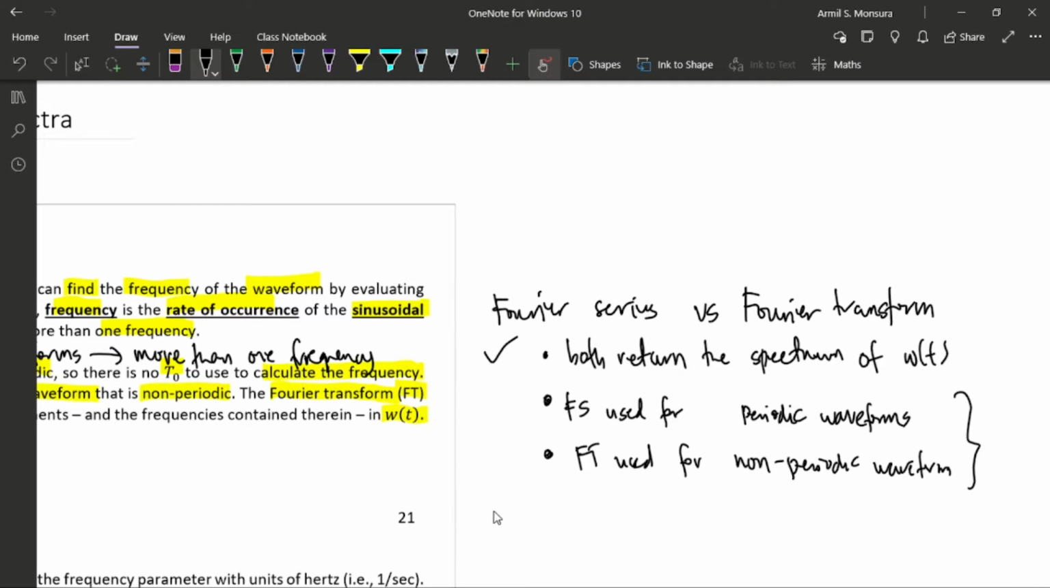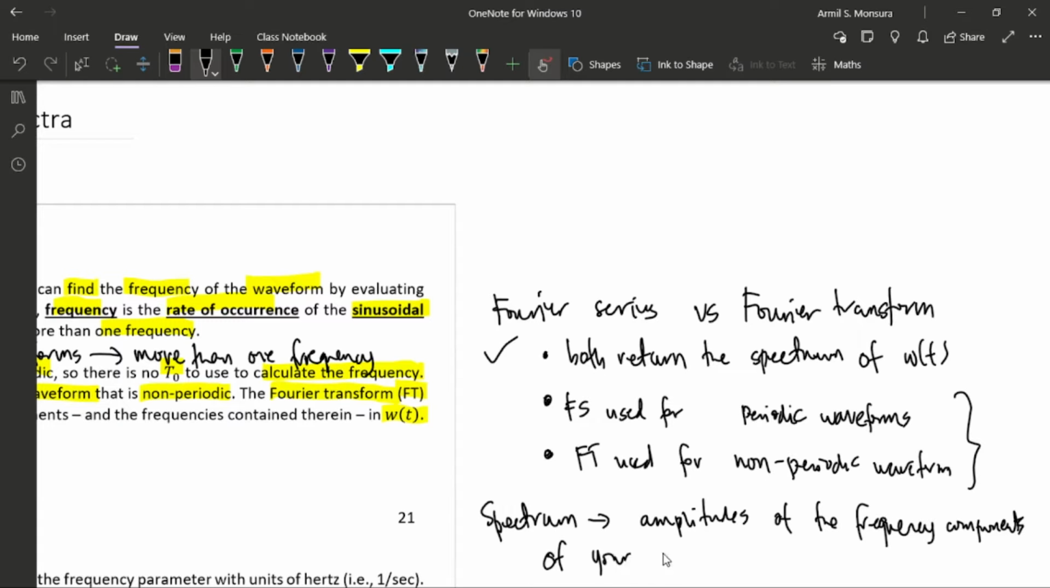Now again, what is a spectrum? The spectrum contains the amplitudes of the frequencies, or frequency components, of your waveform or of your signal.